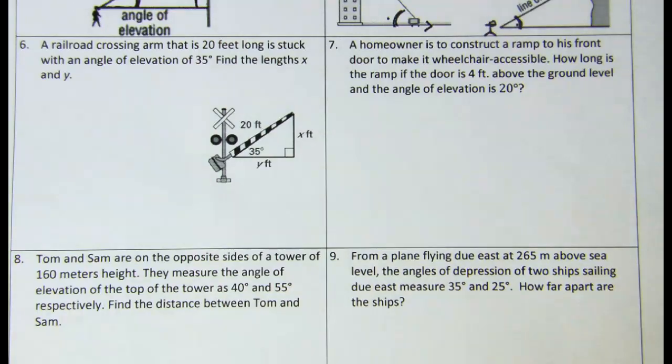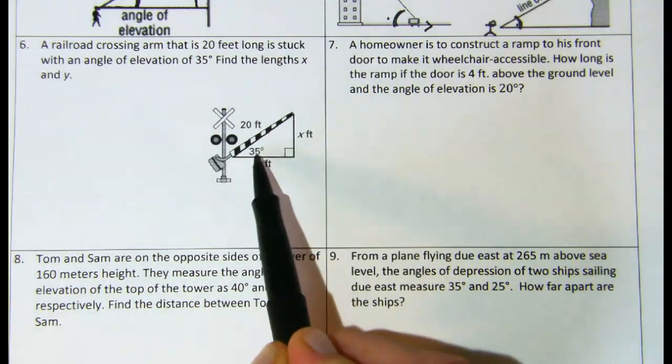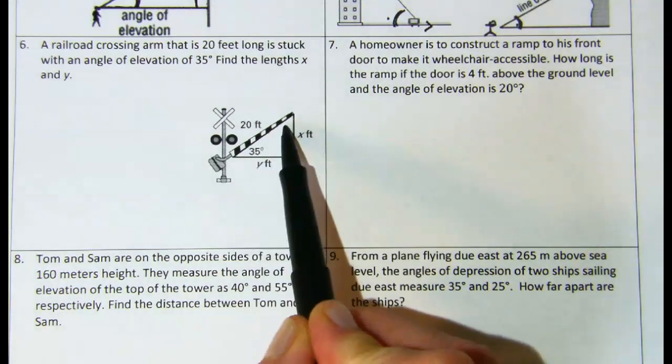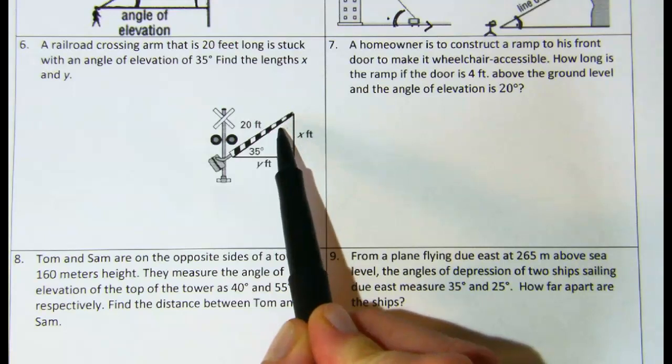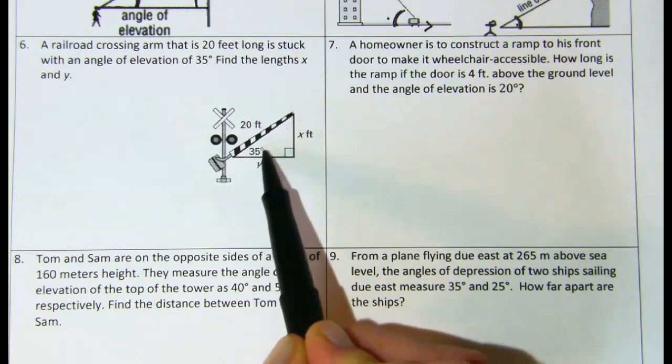So first, question 6. A railroad crossing arm that is 20 feet long is stuck with an angle of elevation of 35 degrees. Find the lengths X and Y. So for here, they give us a picture. They clearly tell us this is the angle of elevation. We also now can find this one if we want to, but we can find everything we have simply by using this one thing.